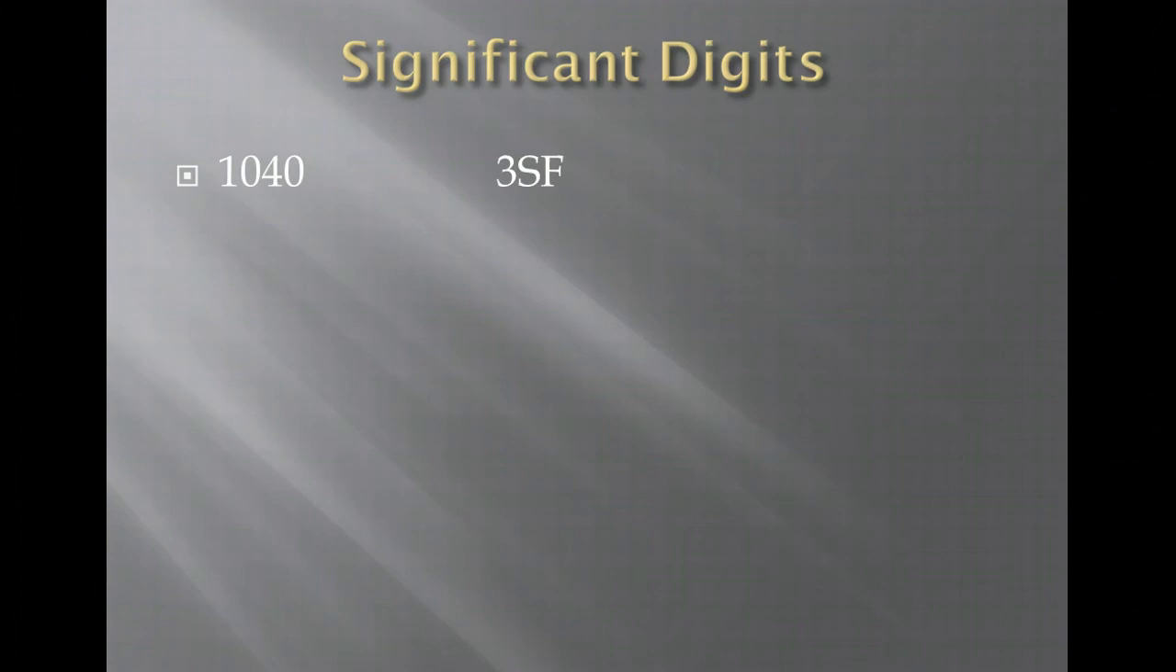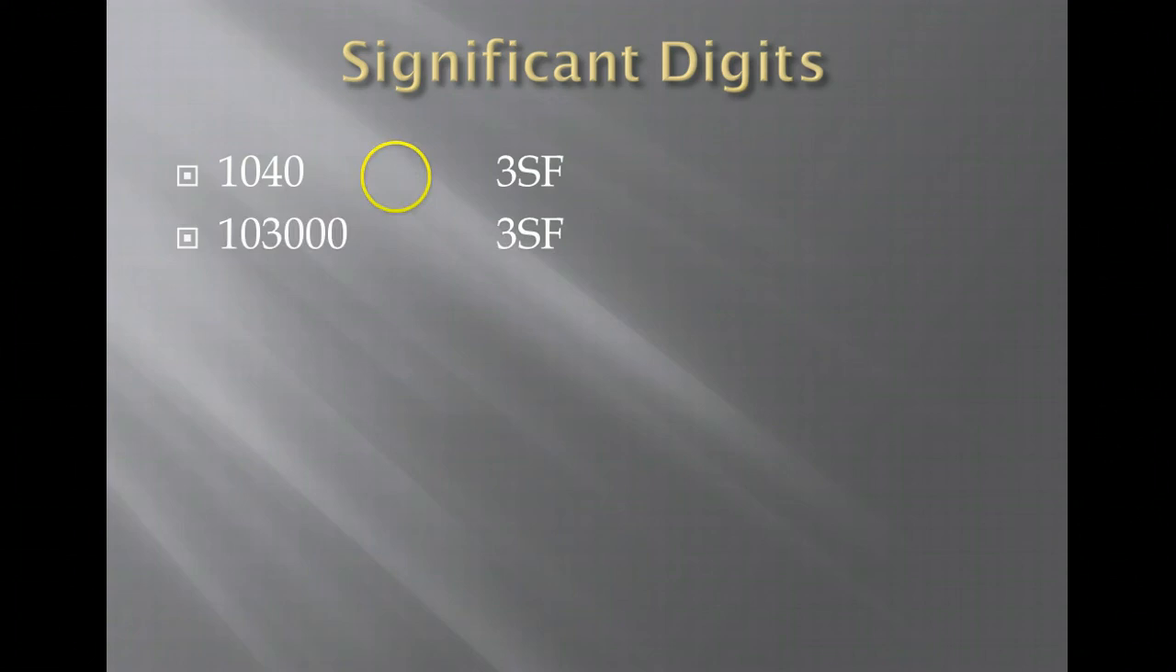So when we take a look at the number 1040, we find that there are 3 significant digits in this number. The first one is the 1, the 0, and the 4. 1 and 4 are automatically considered significant. This 0 here in between is considered significant because it has been measured. This 0 at the end is not considered significant. There's no decimal at the end, so we're not going to count that 0. So we have 3 significant figures in this number.